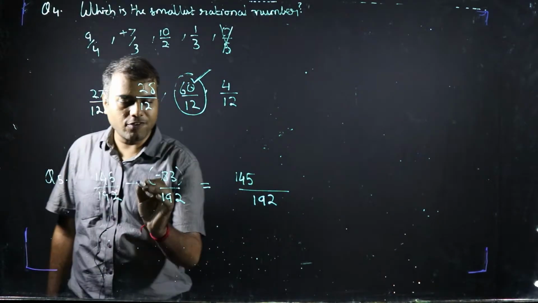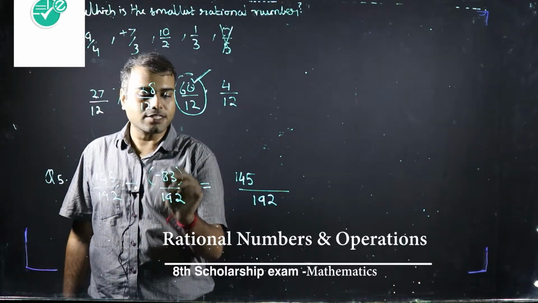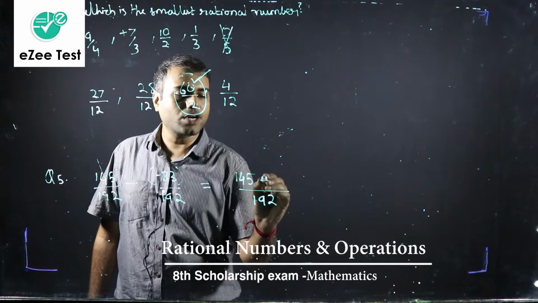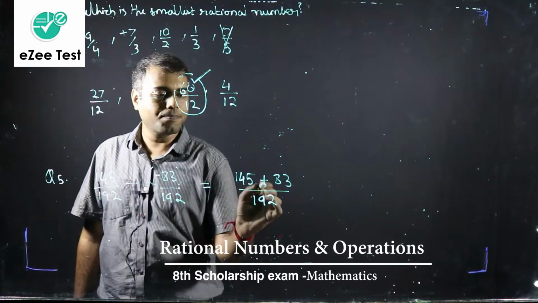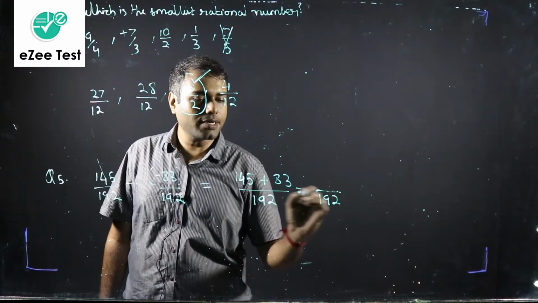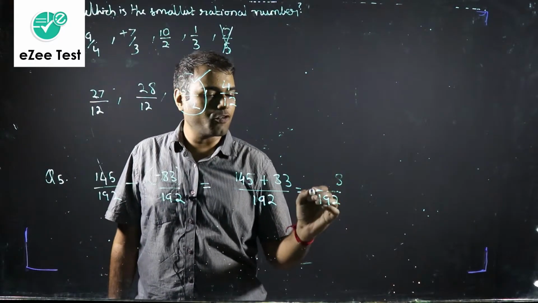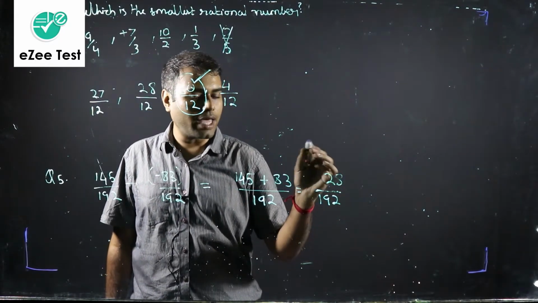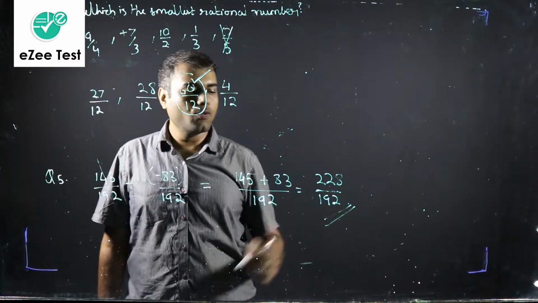So 145 minus 83. Now what is 145 minus 83? It will be 145 plus 83, because minus into minus will become plus. Fine. So the answer will be 192 in the denominator. And what is 145 plus 83? 5 plus 3, it is 8. 4 plus 8 is 12. 2 and 1 carry over. The answer will be 222 by 192.